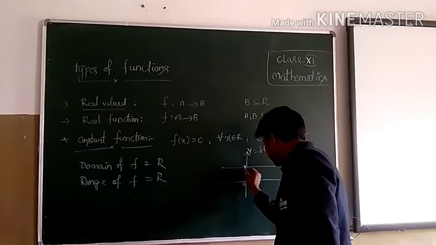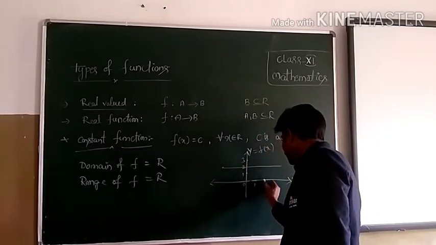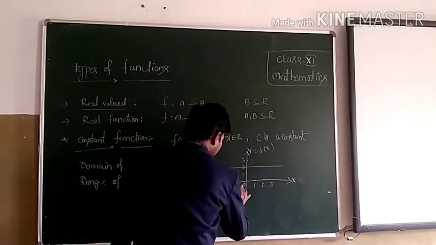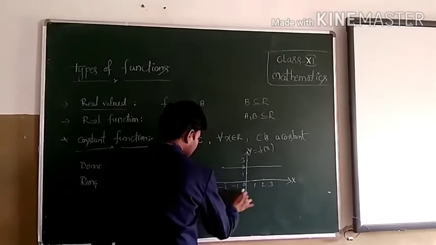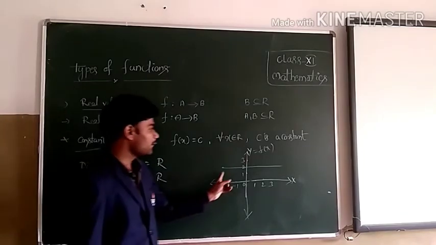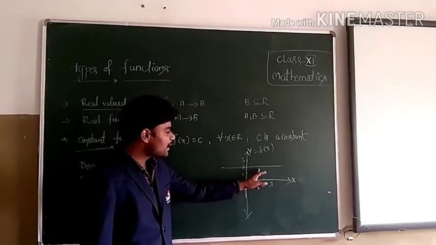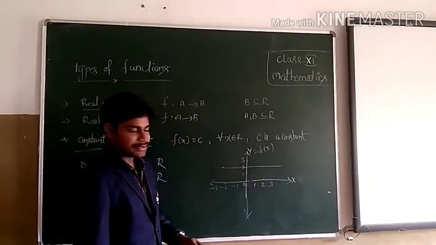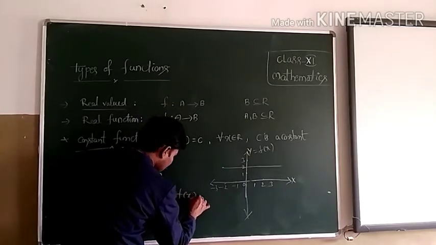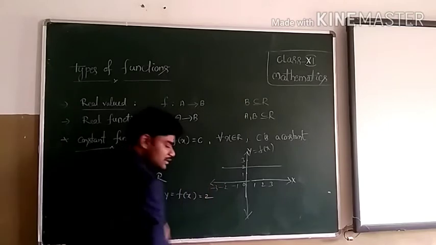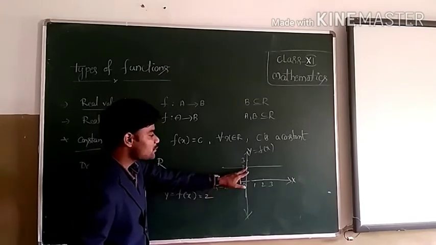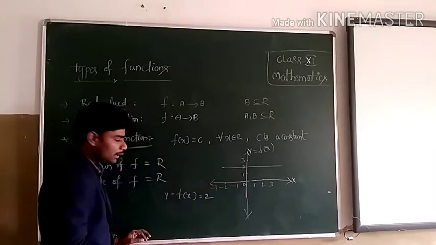Suppose we take 1, 2, 3 on the axis, and next minus 1, minus 2, minus 3. The graph of a constant function is a straight line parallel to the x-axis. Here y equals f of x equals c. Suppose I consider the constant 2, so y equals 2, which is always parallel to the x-axis, right?